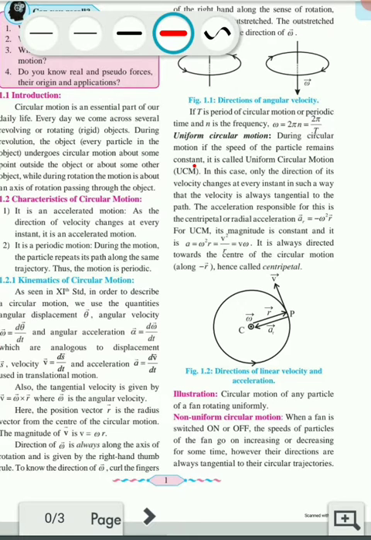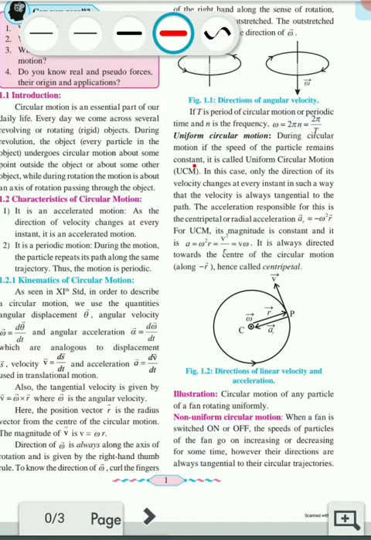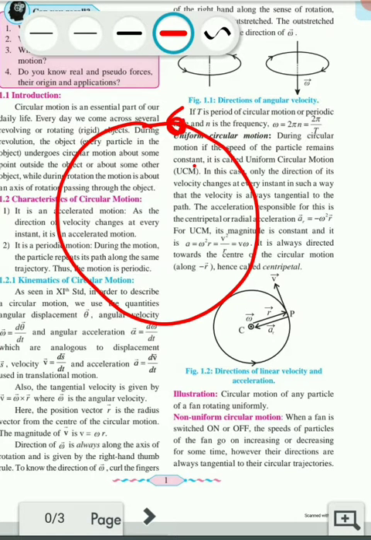If we consider any object moving along the circumference of a circle, suppose we consider the circumference of a circle, and here A is the initial position of the particle, and here we consider the final position of the particle. In this motion, an object moving along the circumference of a circle in a particular time is called circular motion.